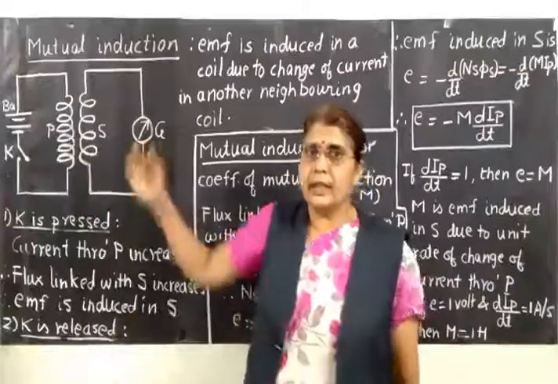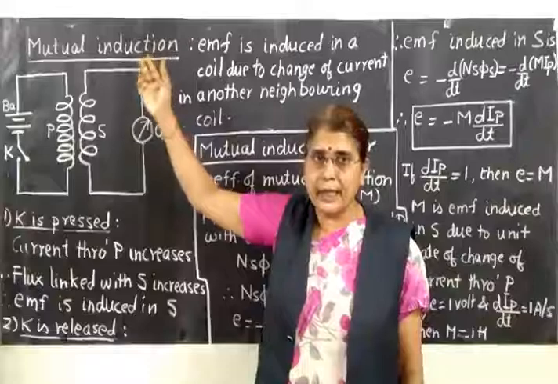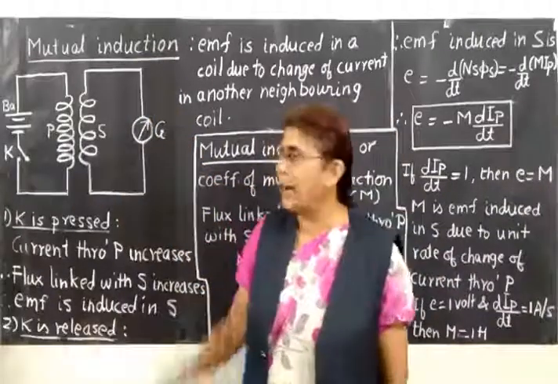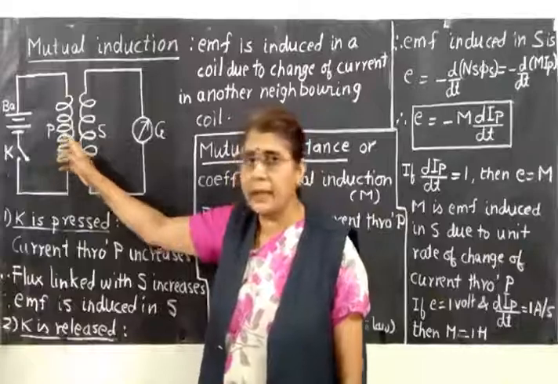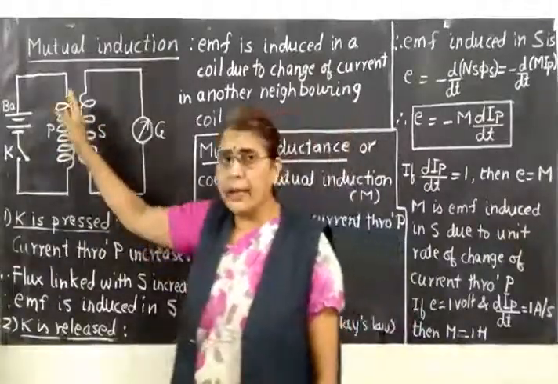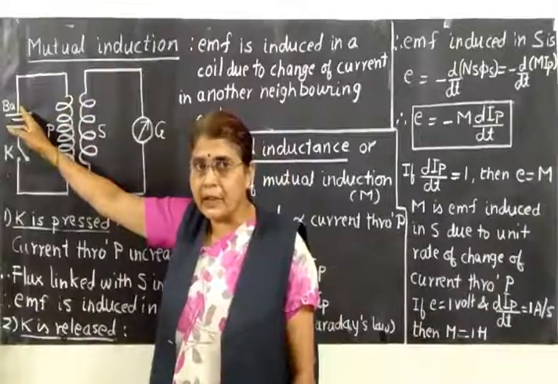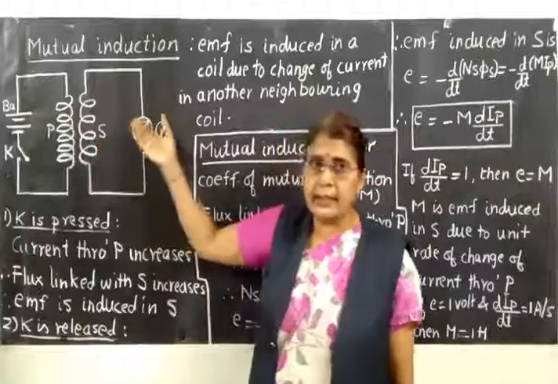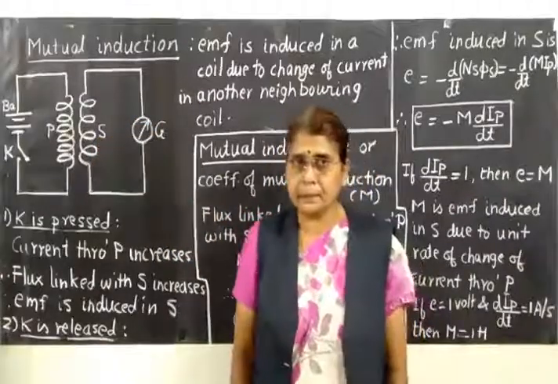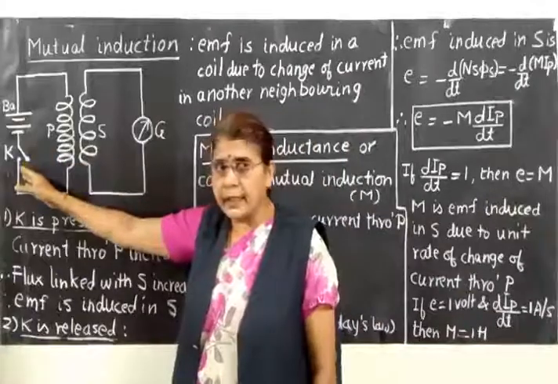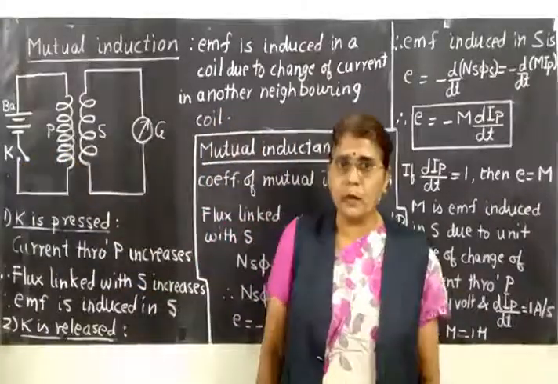We shall now study the phenomenon of mutual induction. Let us consider a simple circuit like this. We are having two coils, primary P and secondary S, very close to each other. The primary coil is connected in series with the battery BA and a tap key K, whereas the secondary coil is connected to a galvanometer. Now, let us press the key K and then release it and find out what happens.